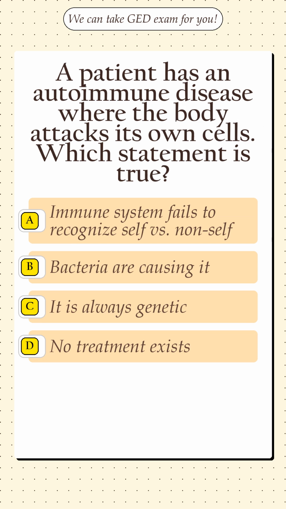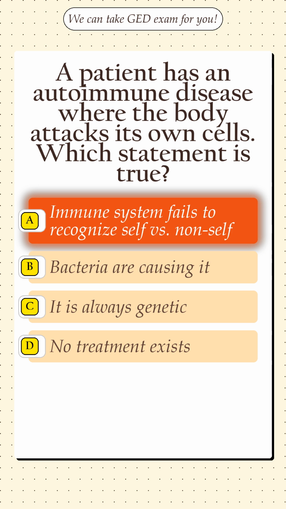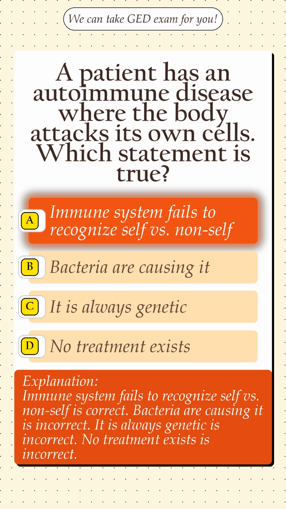Question 14. A patient has an autoimmune disease where the body attacks its own cells. Which statement is true? Option A, immune system fails to recognize self versus non-self. Option B, bacteria are causing it. Option C, it is always genetic. Option D, no treatment exists. The correct answer is option A, immune system fails to recognize self versus non-self. Immune system fails to recognize self versus non-self is correct. Bacteria are causing it is incorrect. It is always genetic is incorrect. No treatment exists is incorrect.